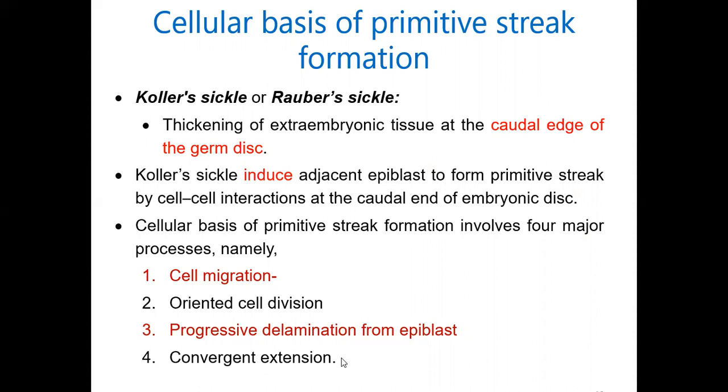But it is said that the primitive streak remains of the same length, only there is a growth of the embryonic disc, and all the cells which are dividing are migrating towards the center, which leads to its extension. So the four major processes which form the cellular basis of the primitive streak are cell migration, oriented cell division, progressive delamination from epiblast cells, and then convergent extension of this streak.